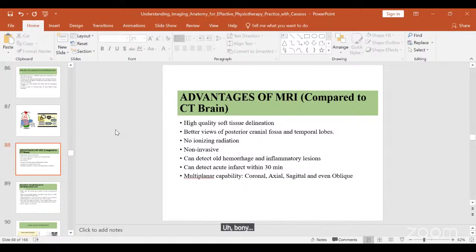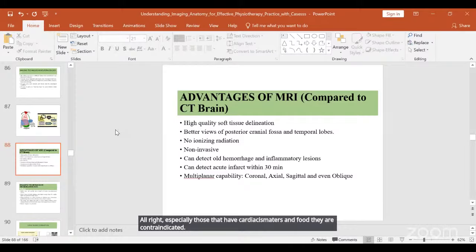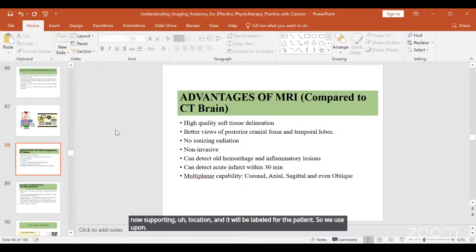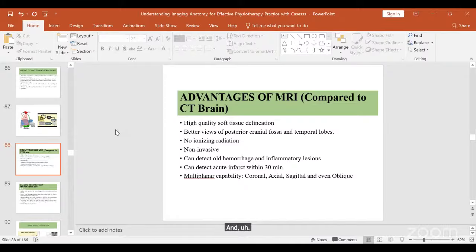But patients cannot enjoy it if it's bony cortical issues. And also, no matter what good MRI can offer, people that have metallic implants inside them, especially those that have cardiac pacemakers and co, are contraindicated, because the strong magnetic field can pull the magnet dislodged from its normal life supporting location, and it could be lethal for the patient. So we weigh the pros and cons, excluding so many variables before recommending patients for MRI. Are we together? Yes, sir. Any question?